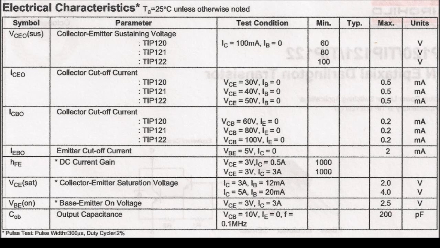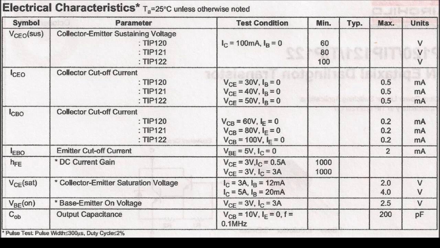As you can see here, the higher the amperage, the higher the voltage it takes to saturate. The base-emitter on voltage refers to the collector and the emitter. Now, say you've got 3 volts and the current through the collector is 3 amps, then the voltage between the base and the emitter is only 2.5 volts.